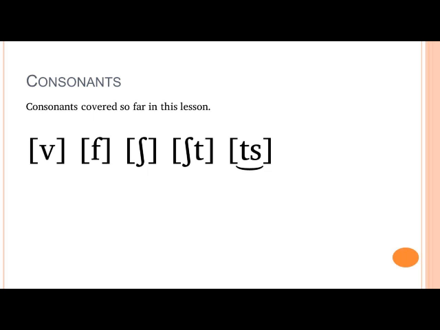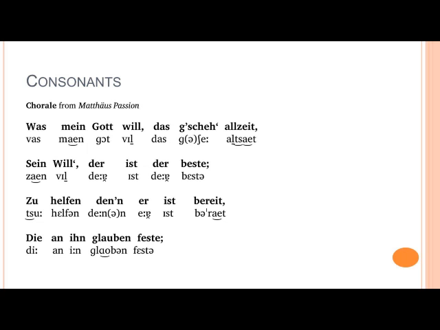So here are the consonants we've covered so far in this lesson. V, F, Sh, St, Z. Here we have the new text that we're doing. Was mein Gott will, das gescheh allzeit, sein will, der ist der Beste. Zu helfen denen ist bereit, die an ihn glauben feste. So take a moment and find all those consonant sounds that we just went over. You can either circle them on your sheet or you can identify them mentally.